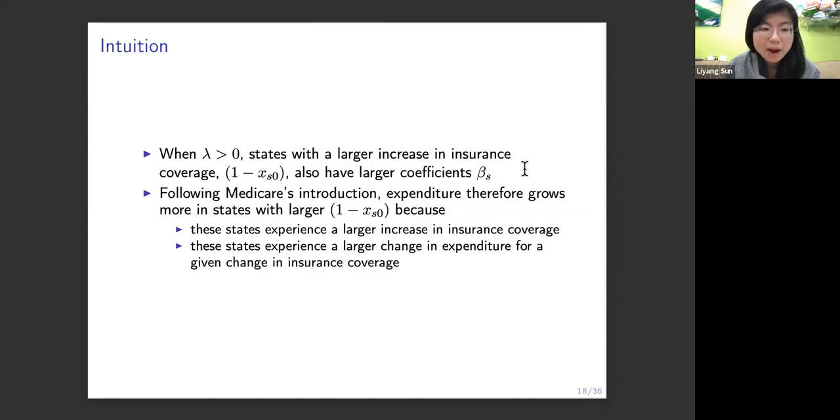To understand why the two-way fixed effects estimator behaves this way, let's focus on the case when lambda is positive, which means states with a larger increase in insurance coverage would have a larger coefficient beta s. So the impact of insurance on healthcare expenditure is also larger. Then, following Medicare's introduction, expenditure grows more in states with a large increase in insurance coverage, both because of the large increase in insurance coverage and a large change in expenditure for a given change in insurance coverage.